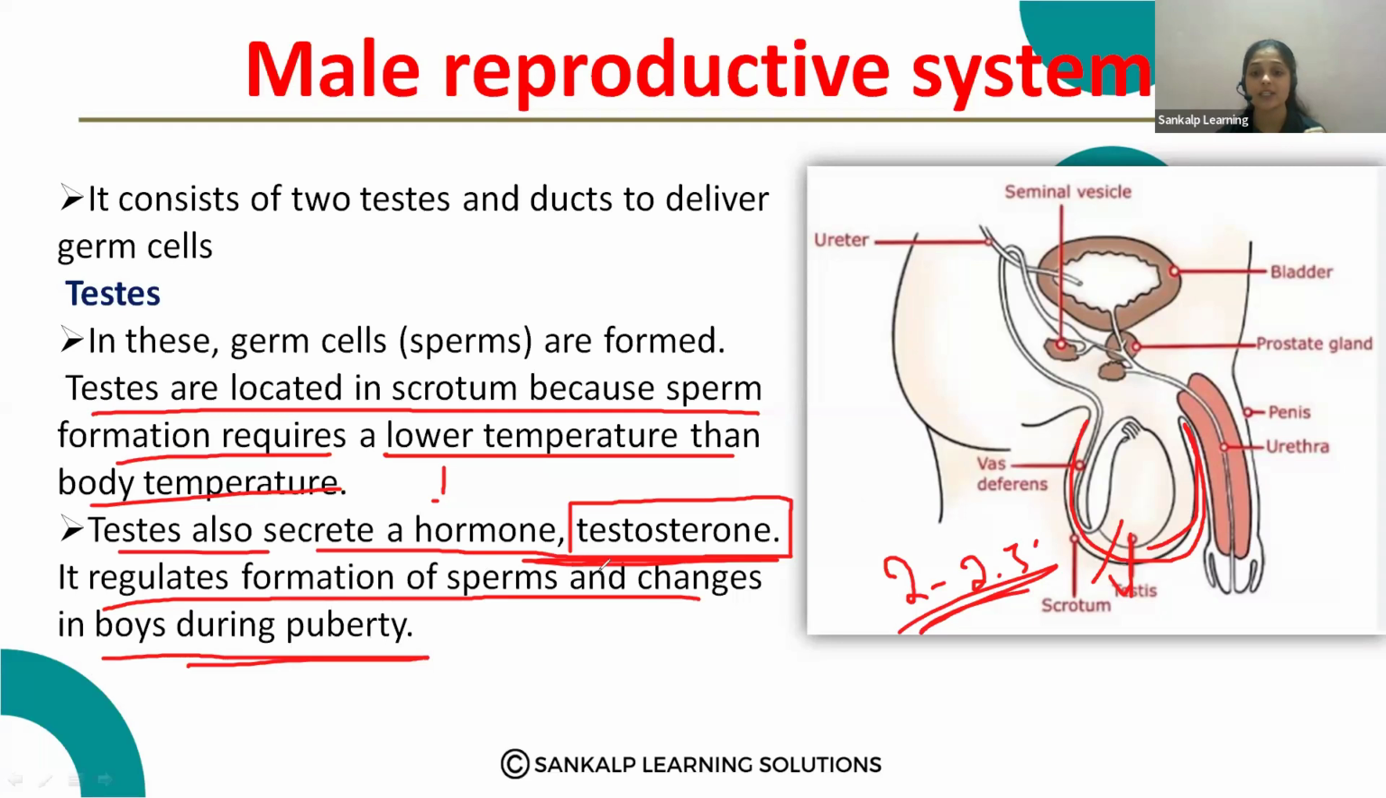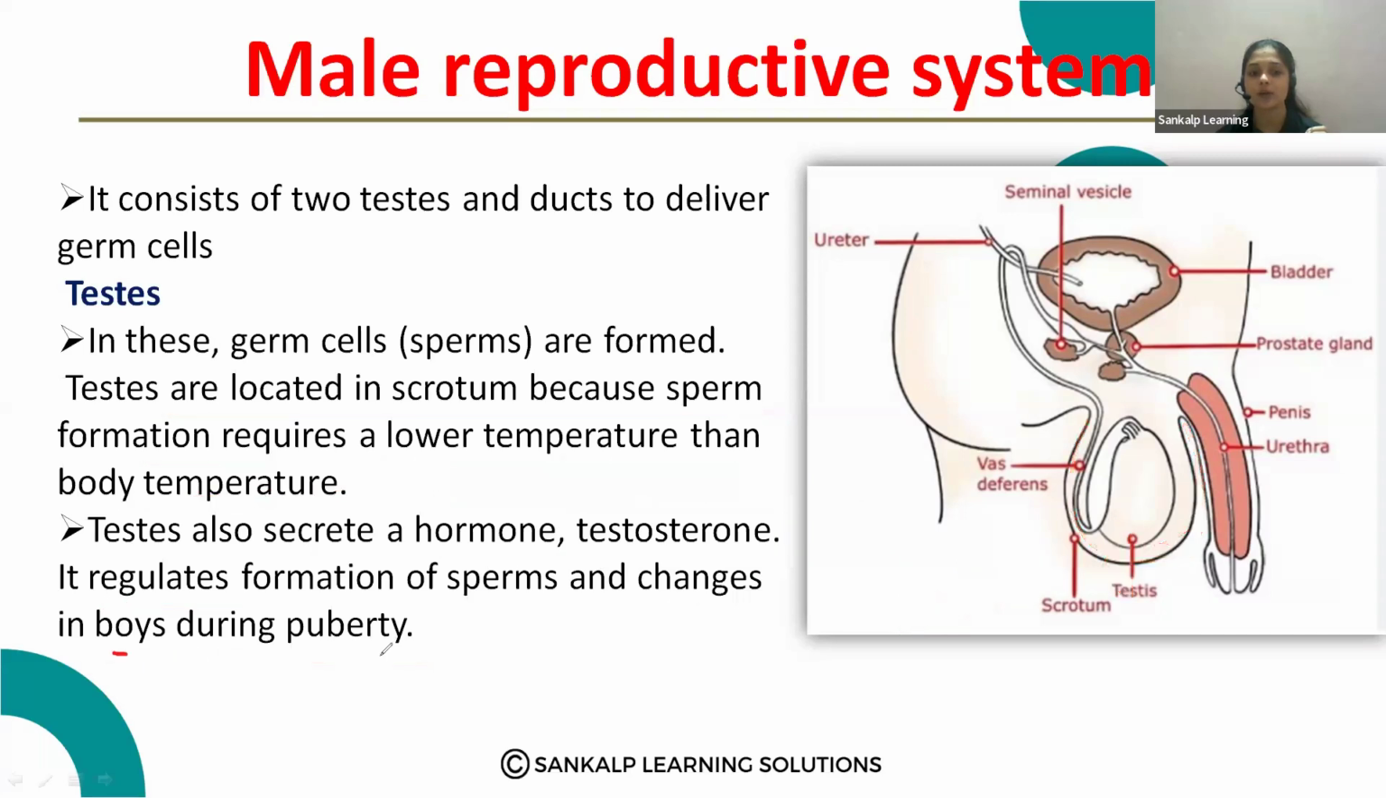What is the function of the testosterone? Very important. That is responsible for the changes that occur during puberty, and it also regulates the formation of the sperms. That is very important. The formation of the sperm is also regulated by the testosterone. Very important, these 2 points.